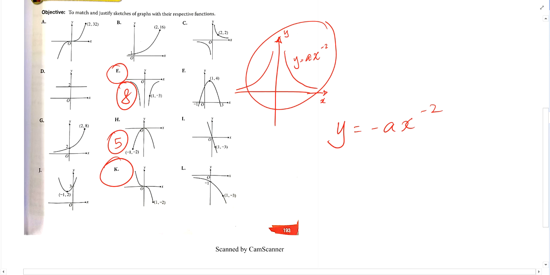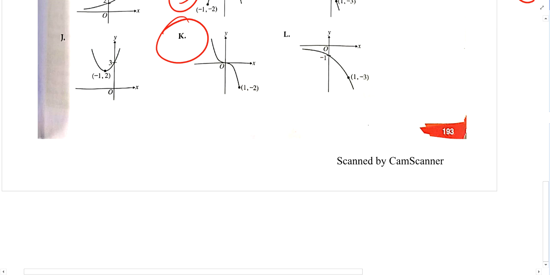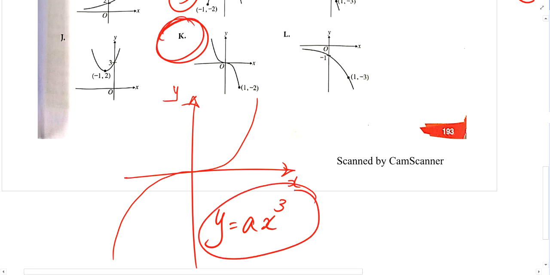And now for part K. Is this a familiar shape to you? It should be. I made you practice drawing this. What is the equation for this graph? Y equals ax cubed. Okay, and now what is the relationship between K and y equals ax cubed?